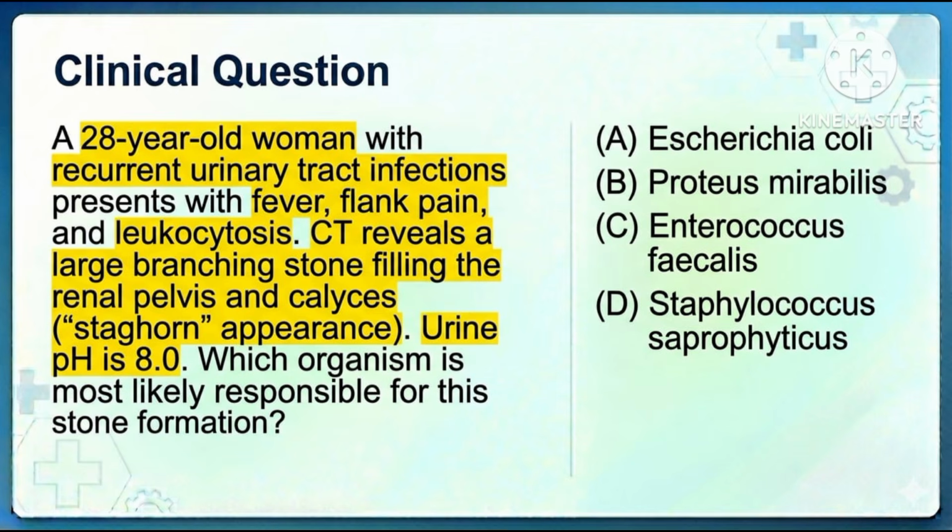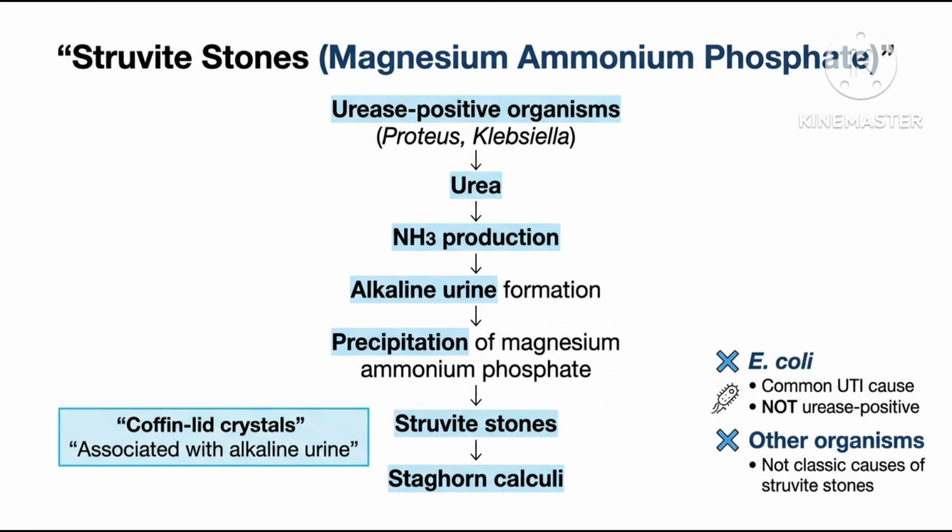As we all know, patient with flank pain, recurrent UTI, you should suspect struvite type kidney stones, which are caused by urease positive organisms. They convert urea into ammonia, increasing the pH of urine. Alkaline urine favors the magnesium ammonium phosphate type kidney stones. Treatment involves acidification of urine with ammonium chloride.